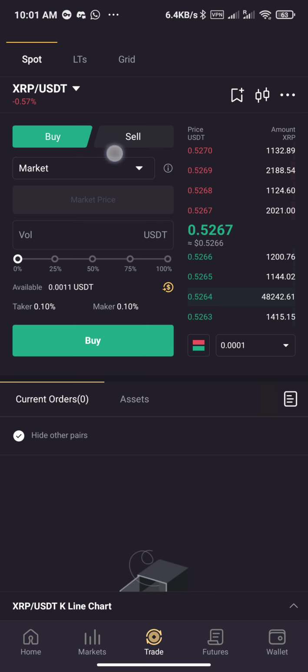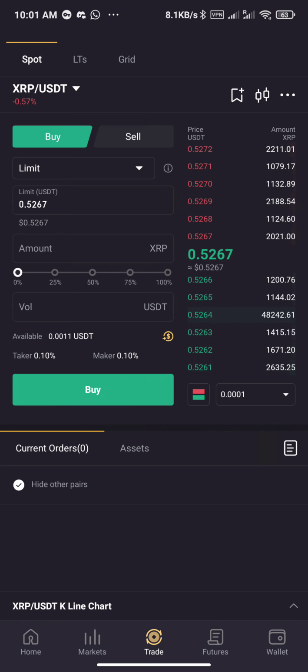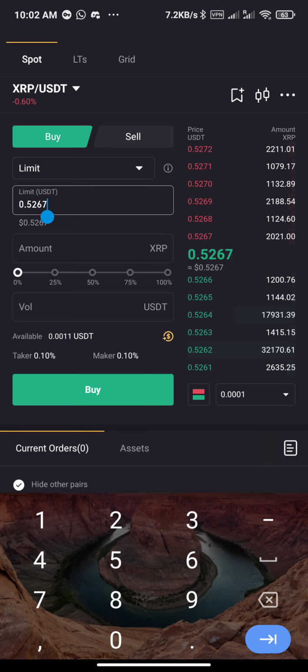Another option is limit. Limit is basically pending. Do you understand? But let's see if this limit here is going to work. Let's assume I don't want to buy at the current market price. I want to enter the trade once price reaches maybe 0.45 or 0.42 or 0.4 or anything lower. Then I'm going to click on limit and change this price to 0.42.